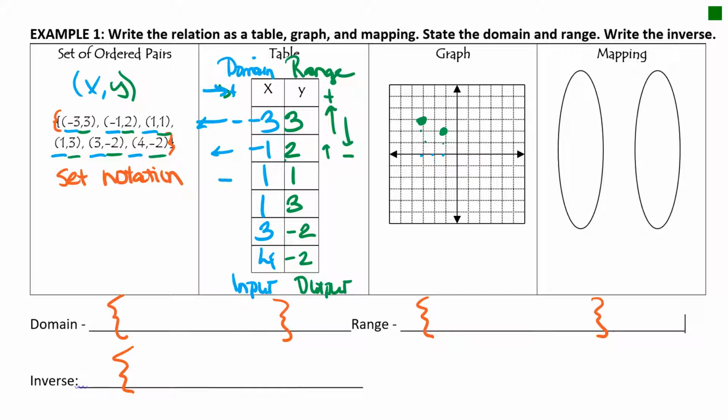This is a positive 1, so I'm going to go right. Positive 1 says go up. So I'm going to go right 1, and then I'm going to go up 1. This is a positive again, so I'm going right 1. Then I have a positive 3, so I'm going up 3.